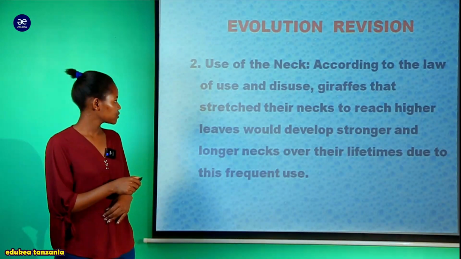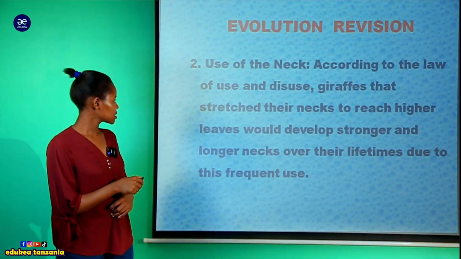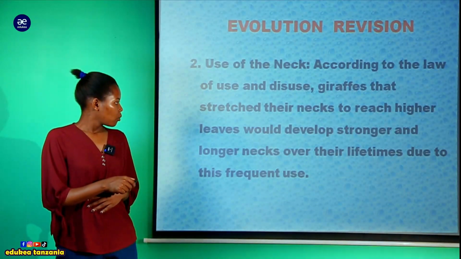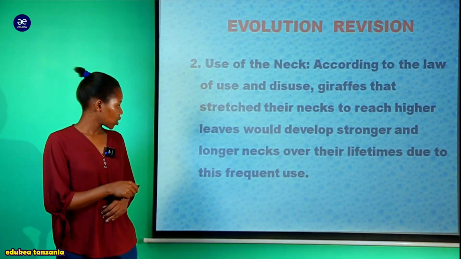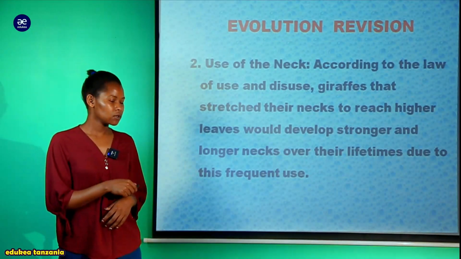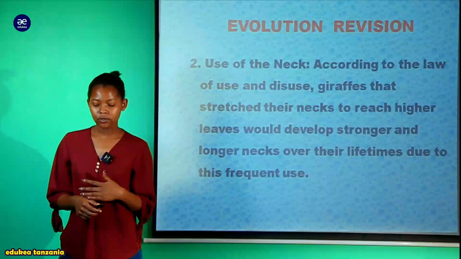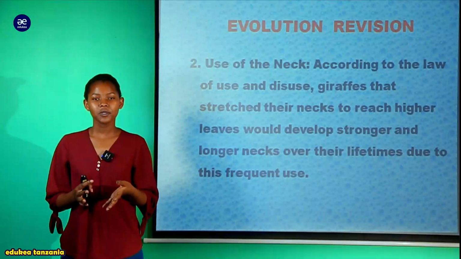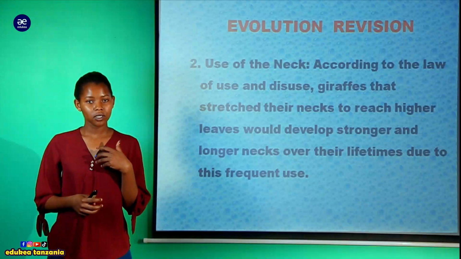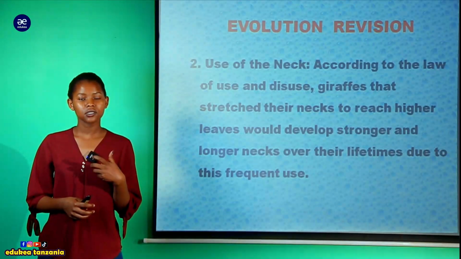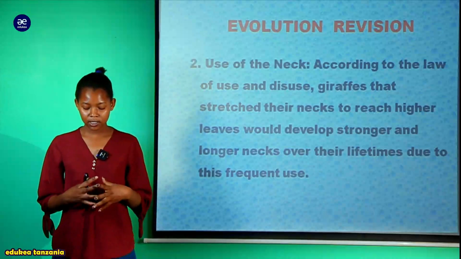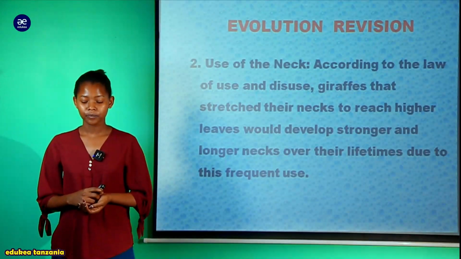According to the law of use and disuse, giraffes that stretched their necks to reach higher leaves would develop stronger and longer necks over their lifetimes due to this frequent use, that is use of their neck. Ambao walitumia sana shingo zao, waliweza kusurvive, wakaweza kuelongate their neck to reach the need, and they survive over generation and generation. That is according to Lamarck.